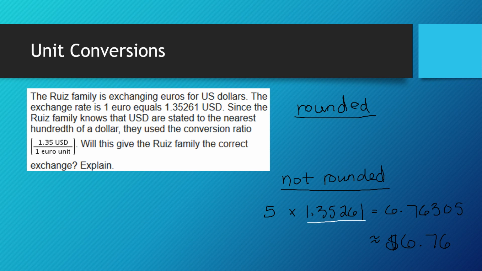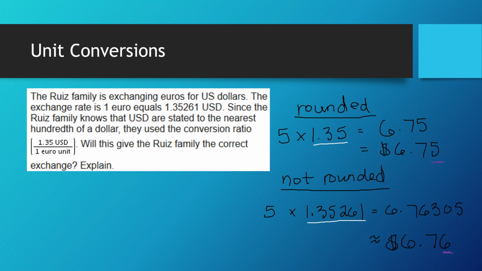That's what I would get. If I go ahead and round it right away and I convert 5 euros and I do 1.35, let's see what I get that time. I get 6.75 exactly. So, $6.75. So you can see that the answers are different. They're not different by very much. They're only off by a penny.